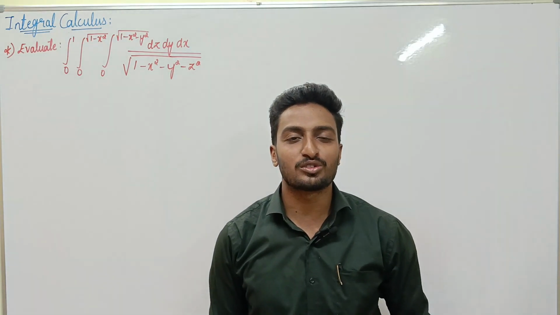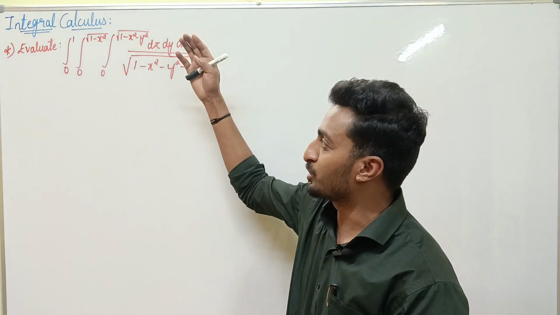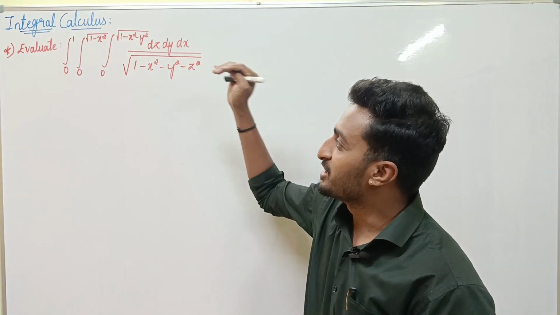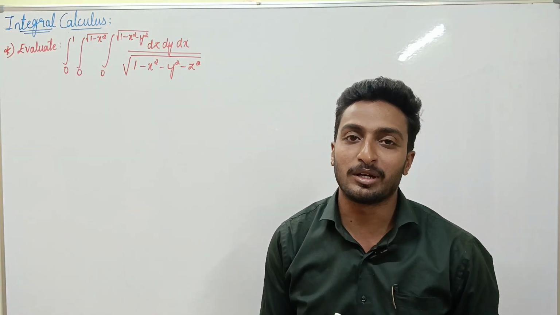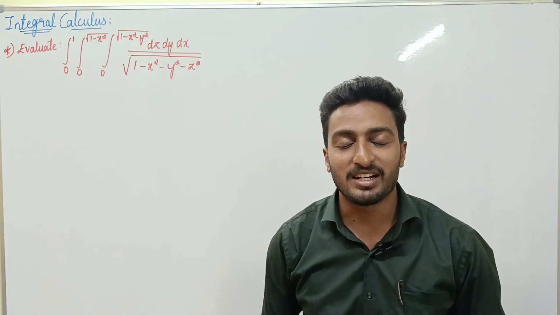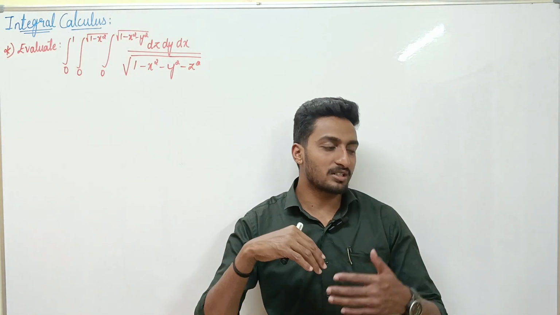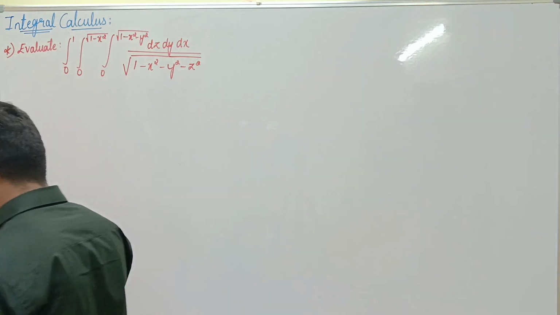Today, let us learn how to solve the problem on triple integral, where they have given the integral with respect to 0 to 1, 0 to root 1 minus x square, 0 to root 1 minus x square minus y square, dz dy dx divided by root 1 minus x square minus y square minus z square. How to represent, how to solve, and how to represent this solution. Now, let us see. First, let us represent the given integral.